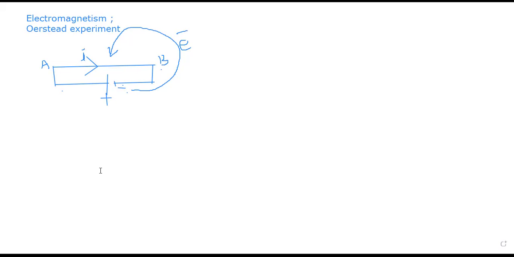Now, this chapter, this concept, is a combination of electricity and magnetism. So the experimenter Oersted first discovered that electricity and magnetism are not separate topics, separate concepts. Both are related to each other. It means electricity produces magnetism. He discovered that electric current flowing through the conductor produces magnetism.